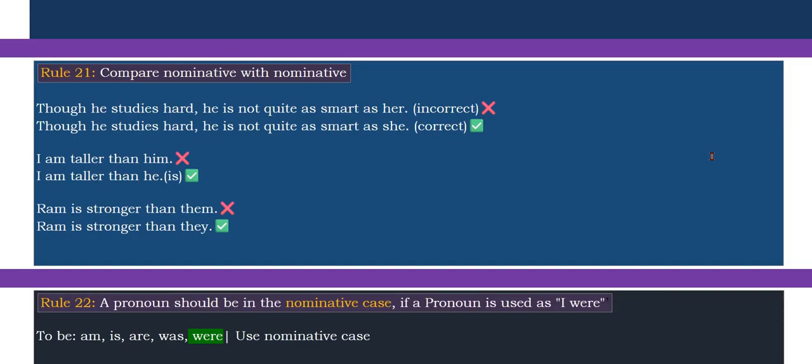Rule number 21 says whenever you are comparing with a nominative case, the object of comparison should be in the nominative case. That is, "I am taller than him" is wrong. Why is it wrong? Because I is in the nominative case, I is the subject, and him is the object, so it is in the objective case. What is correct? "I am taller than he or she" is correct.